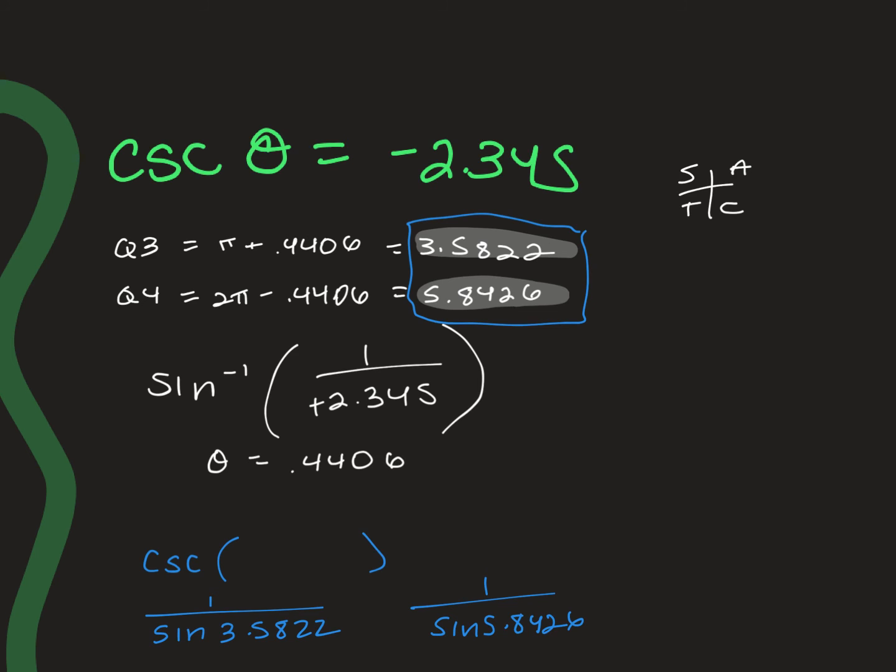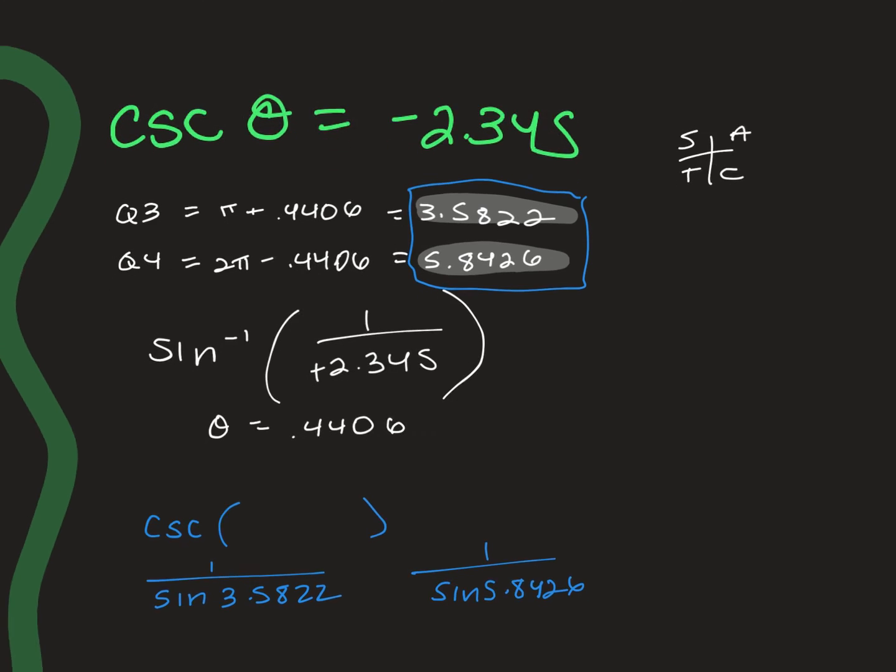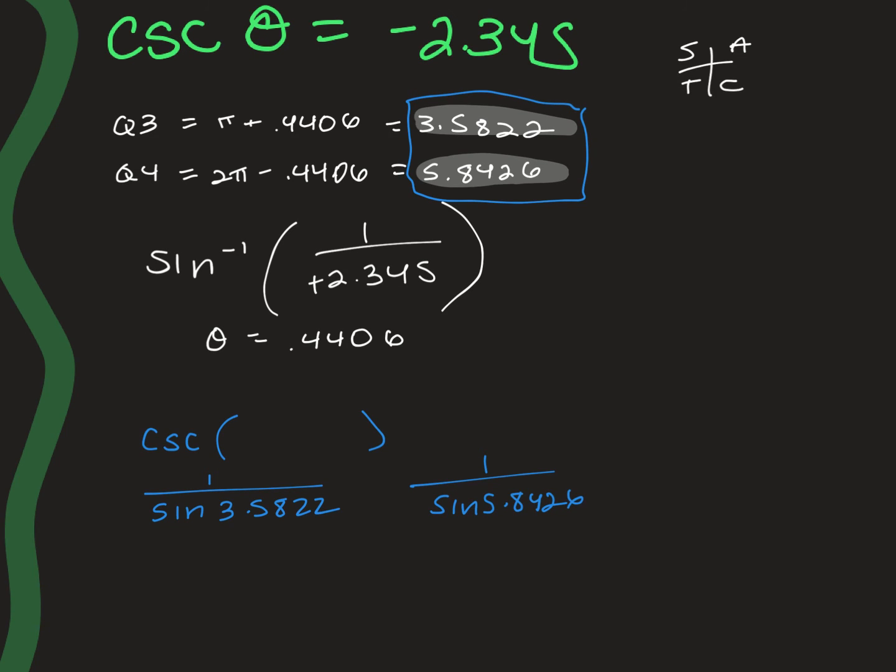Say again. How do you check them? You're checking because if I said cosecant of 3.5822, you would type it in the calculator as 1 divided by the sine of 3.5822. Okay. And you put the trig function in the bottom this time because you're not using the negative ones. You're using the regular buttons.